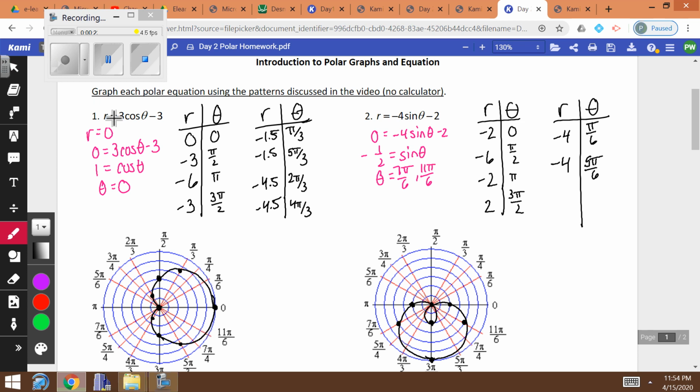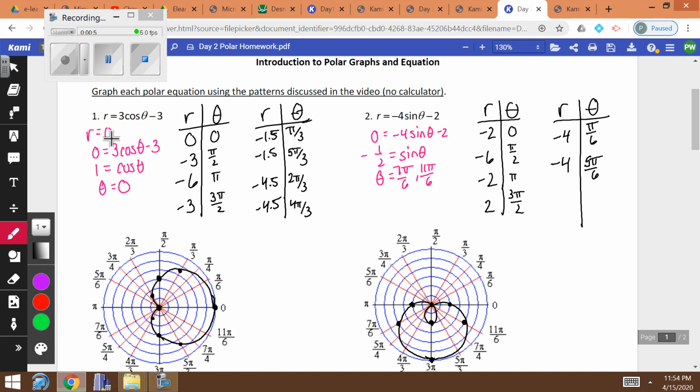Looking at the first one here, we know we have a cosine graph, so a couple things we can think about. There's an a value, and we can call it a k value if you're thinking of a, b, h, and k along the way. The first thing I always do is think, if r is equal to 0, that would be any points that go through the pole. I like to do that first to decide how many points are going through the pole. That can help you decide which type of limacon this is going to be.